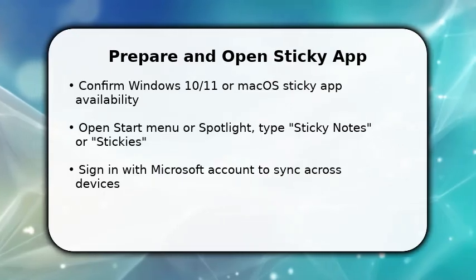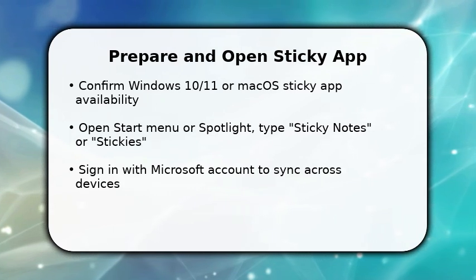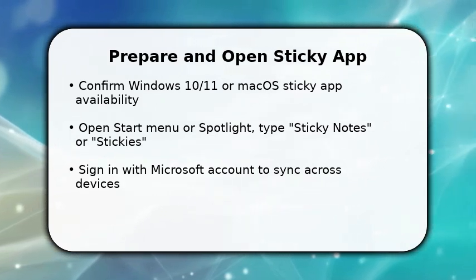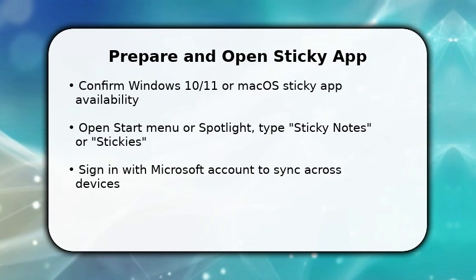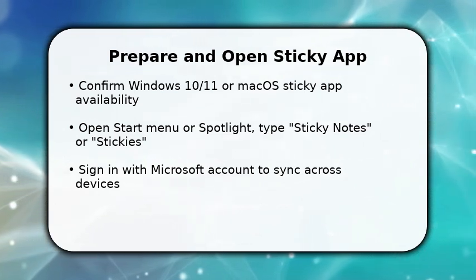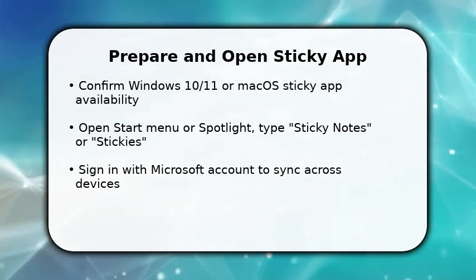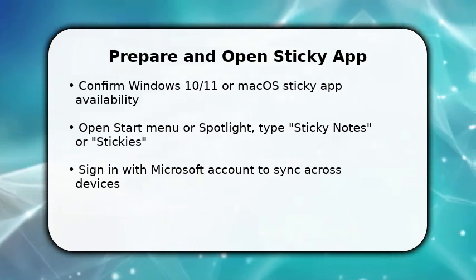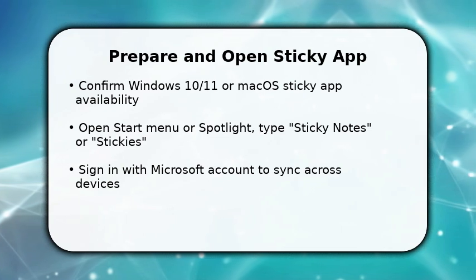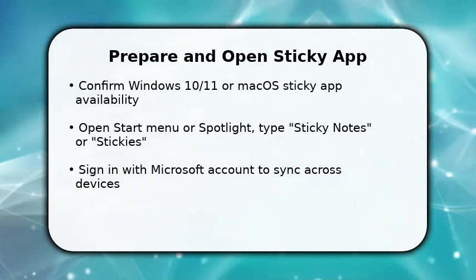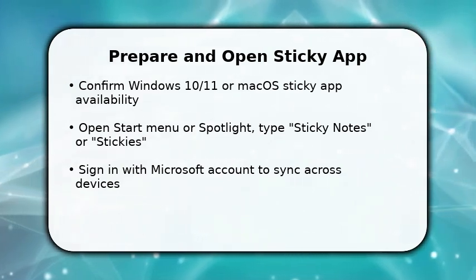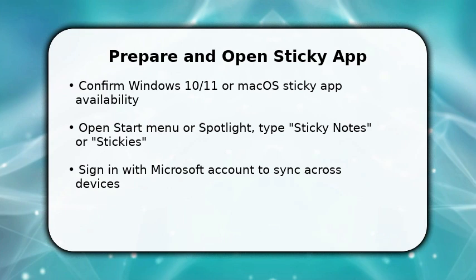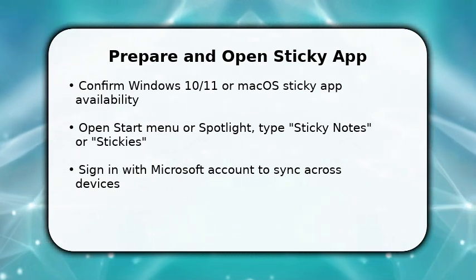You'll start by confirming the app is available and signed in. Open Start or Spotlight, type sticky notes or stickies and launch it. If you want syncing, sign in with your Microsoft account now so notes travel with you. Once the app is open, create a new note immediately, press the New Note button or use the keyboard shortcut. This gets you into content quickly and explains how the app ties to your account for later access.